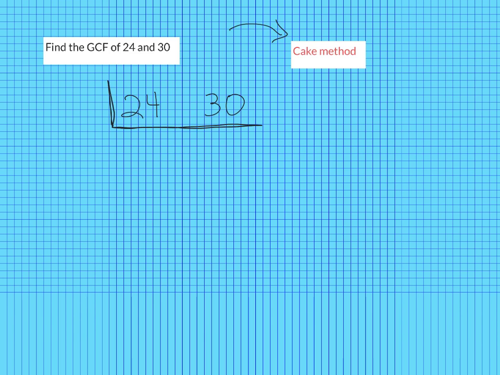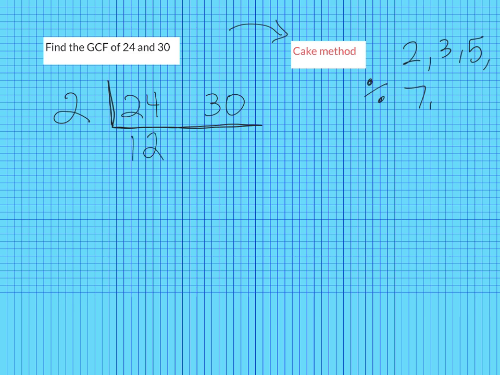I treat this the same way that I did prime factorization. I need to ask myself, what can I divide both numbers by? And try and start small with prime numbers like 2, 3, 5, 7, etc. Well, by looking, I noticed both these numbers are even, so I can divide by 2. So I'm going to divide out by 2 and write my answer underneath.